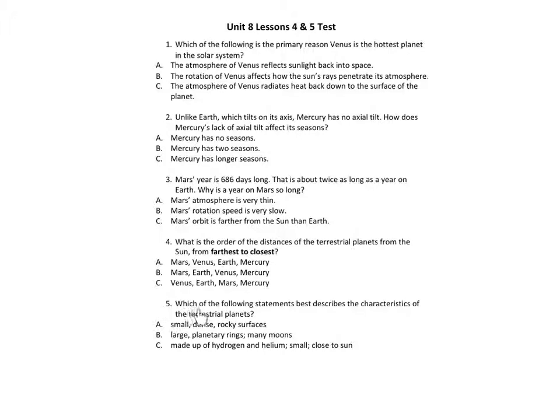Number 5. Which of the following statements best describes the characteristics of the terrestrial planets? A. Small, dense, rocky surfaces. B. Large planetary rings, many moons. C. Made up of hydrogen and helium, small and close to the Sun.